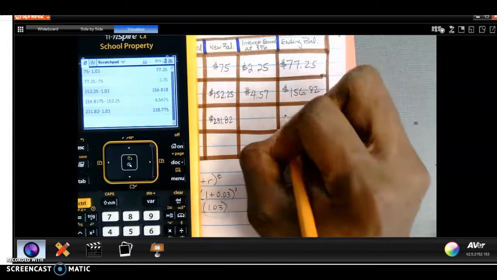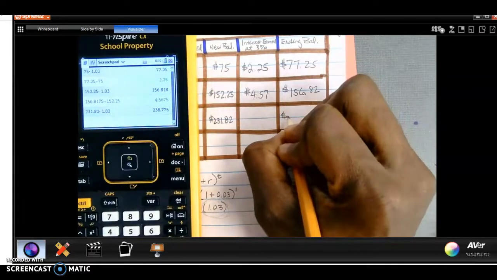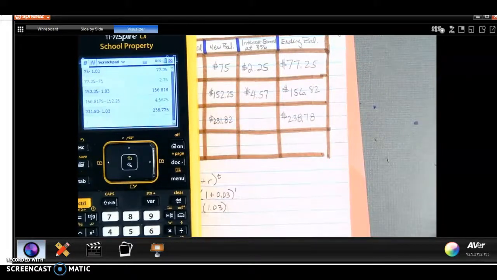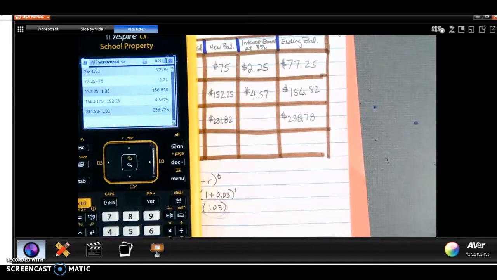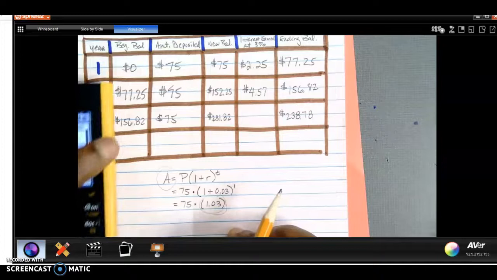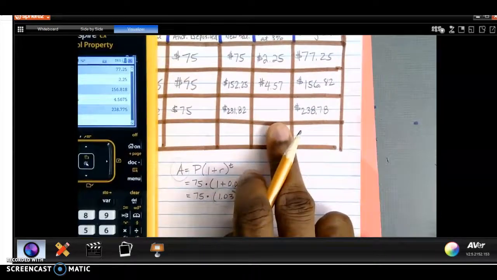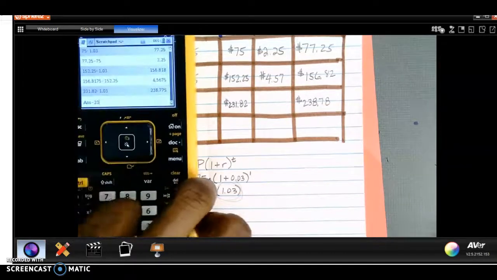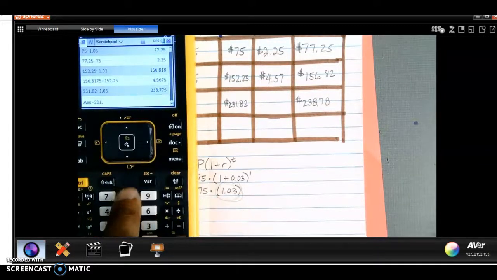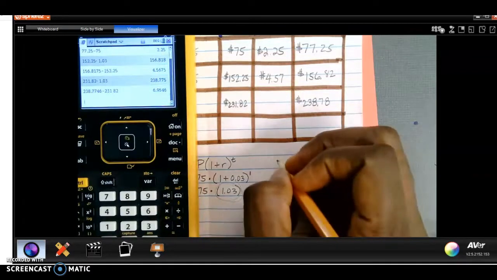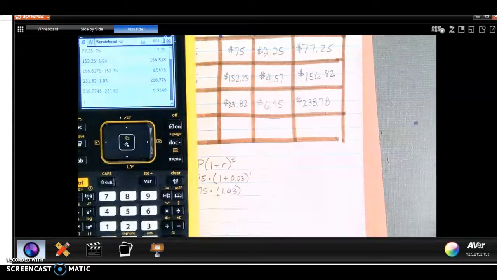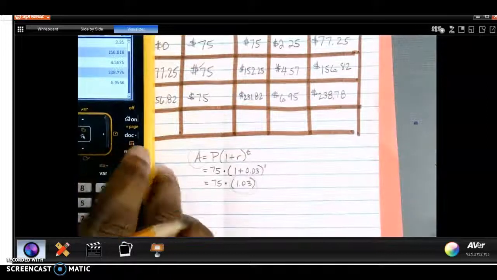Okay, 238.775. So in this case, my amount is actually going to be 238.78. Okay. So 238.78. I'm going to carry forward. But first of all, I need to get my amount. So 238.78 minus 231.82 is going to give me $6.95. Okay, $6.95.